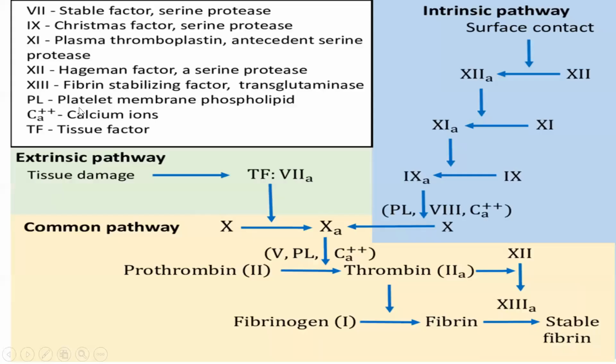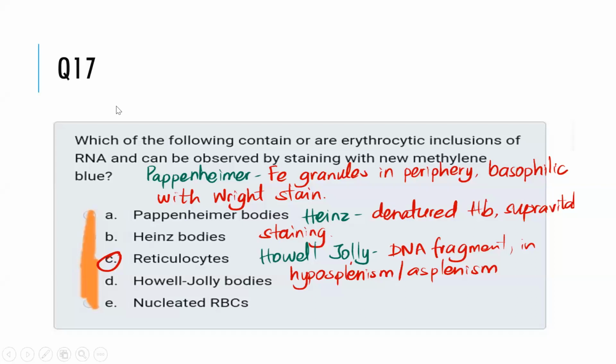For the next question, I think this should be the second last. Which of the following are erythrocytic inclusions of RNA and can be observed by staining with new methylene blue? That will be reticulocytes. Make sure you know all these bodies. There's a lot of bodies. Make sure you know each one of them. I won't go through them. But of importance are Heinz bodies and Howell-Jolly bodies. Make sure you know those ones especially.